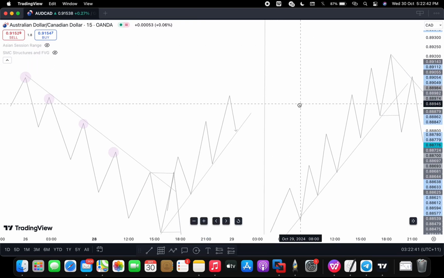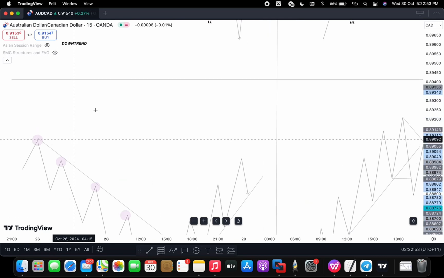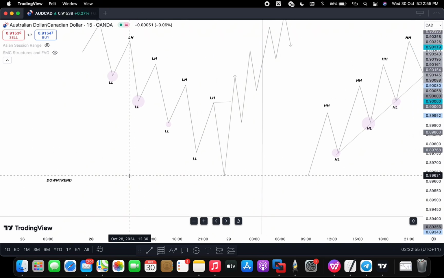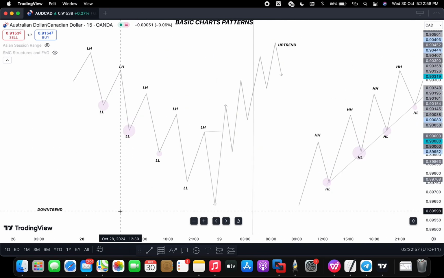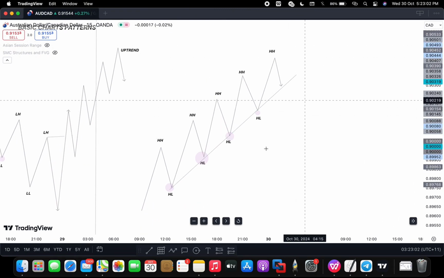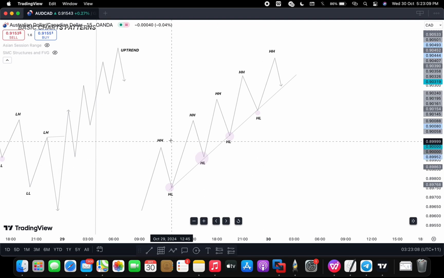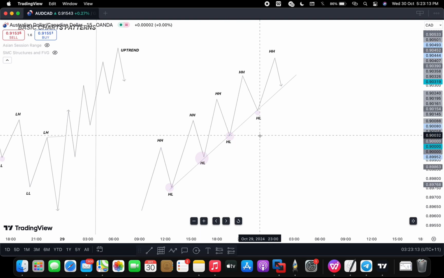In conclusion, you want to get accustomed to the downtrend, which consists of a series of lower highs and lower lows, lower highs and lower lows, as we have on the screen here. Conversely, you want to get accustomed to the other type of chart pattern in the market that consists of a series of higher highs and higher lows.